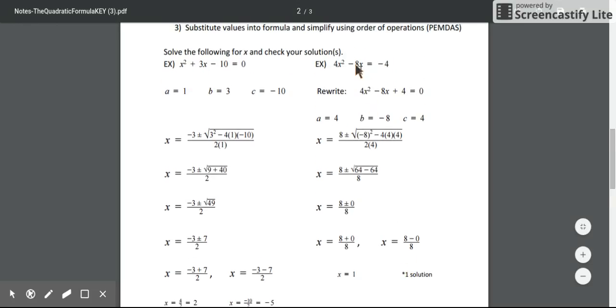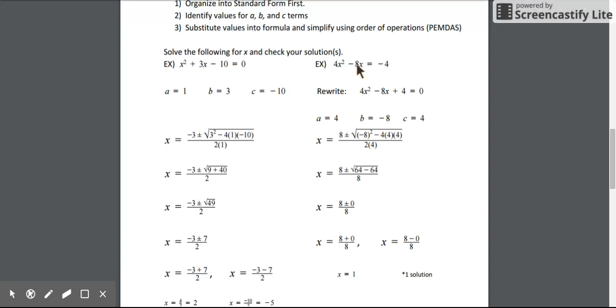Let's do another example. This time, we're not in standard form first. The right side is not set equal to 0. So we've got to move that negative 4 over to the other side of the equal sign, which means we're going to do the opposite. So we're going to add 4. It becomes positive 4 over here. That's our c term. It doesn't have a variable, so we're going to put it last. 4x squared is our first term, and negative 8x is our middle term, or second term. Now we're in standard form.